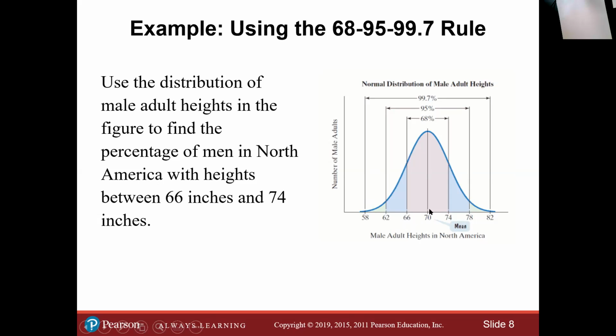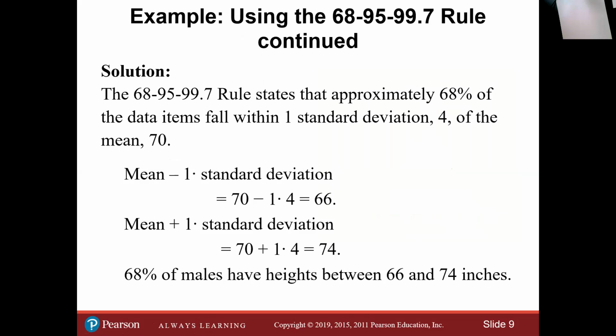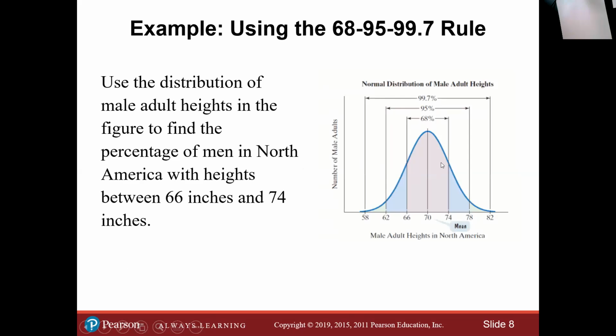Well, 66 inches is 1 standard deviation away. 74 is 1 standard deviation away also. So we're within 1 standard deviation. So in this pink range, we have 68%. So we can say 68% of men fall within a height of 66 to 74 inches. Okay, so here, this is the 68%, which we see on the graph here.